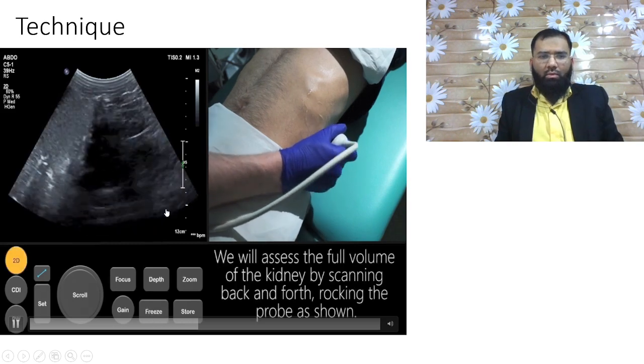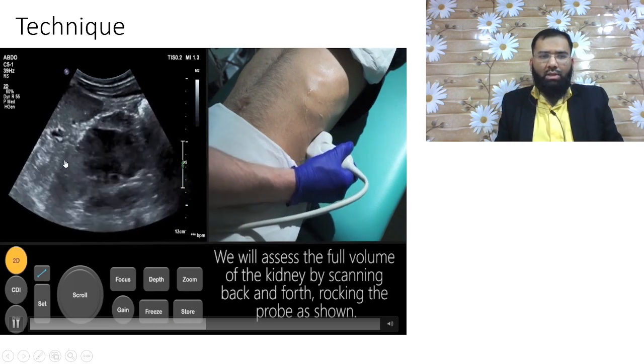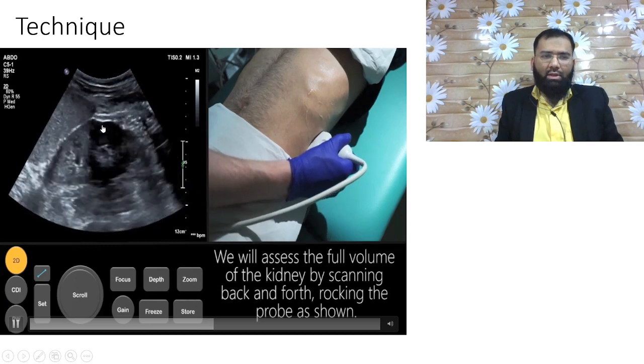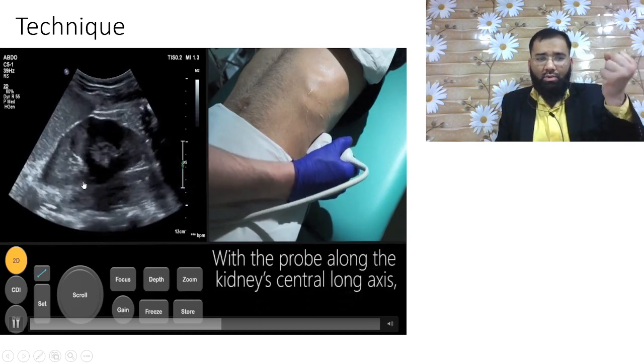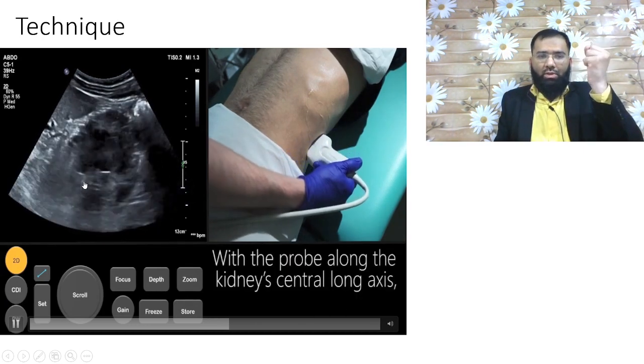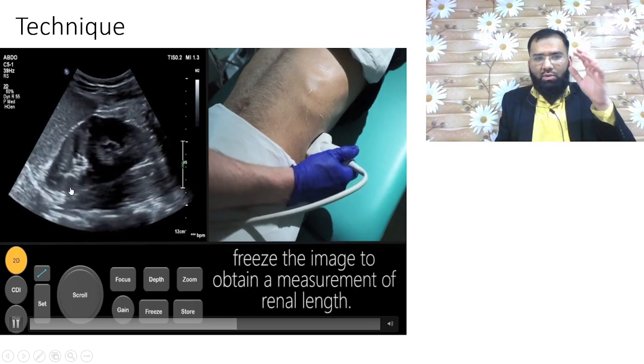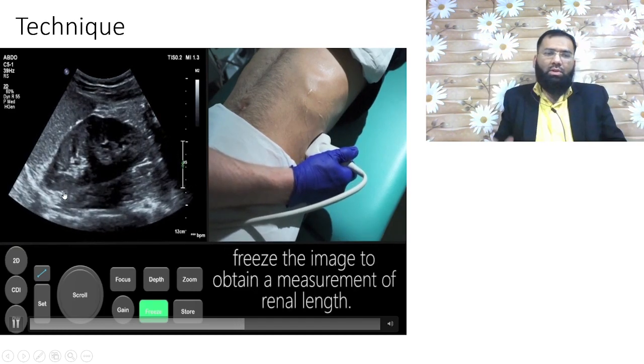So now we examine again. You see this is the hyperechoic fat surrounding the kidney. This is perinephric fat, and very important, you have to sweep through it. Just one section is not sufficient. You can see how I'm sweeping through it. So you have to sweep.